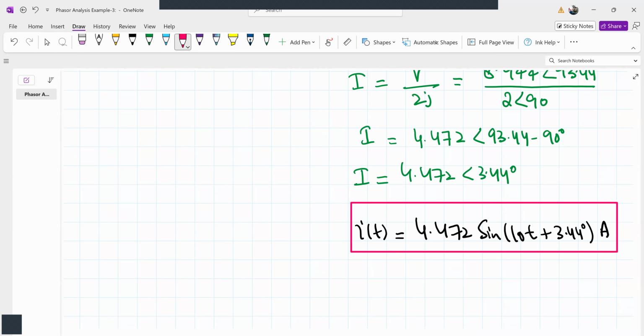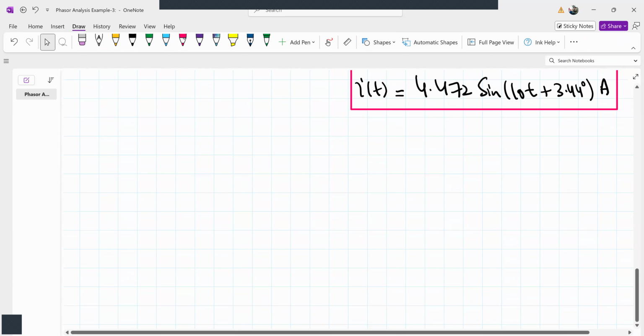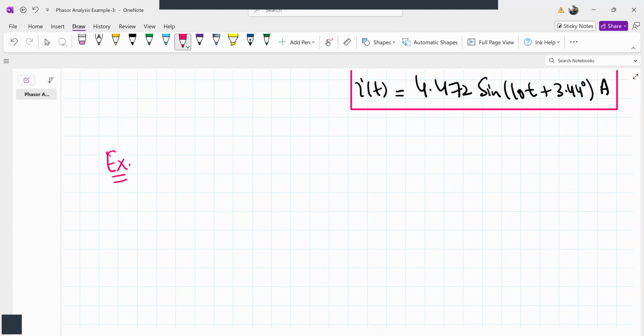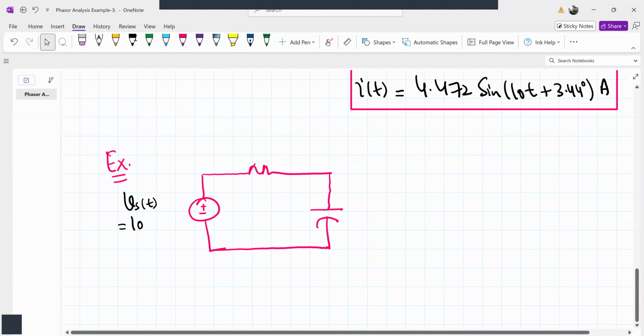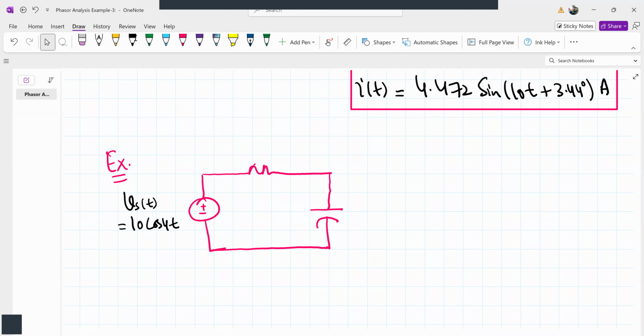Now next what we'll do, we'll solve one more problem. Let's consider another series circuit. This time we'll consider an RC circuit. Now the source voltage is simply v of t equal to 10 cosine 40t, and resistance is 5 ohm and capacitance is 0.1 farad. So we have to find again the voltage across this capacitor and current flowing through this circuit.